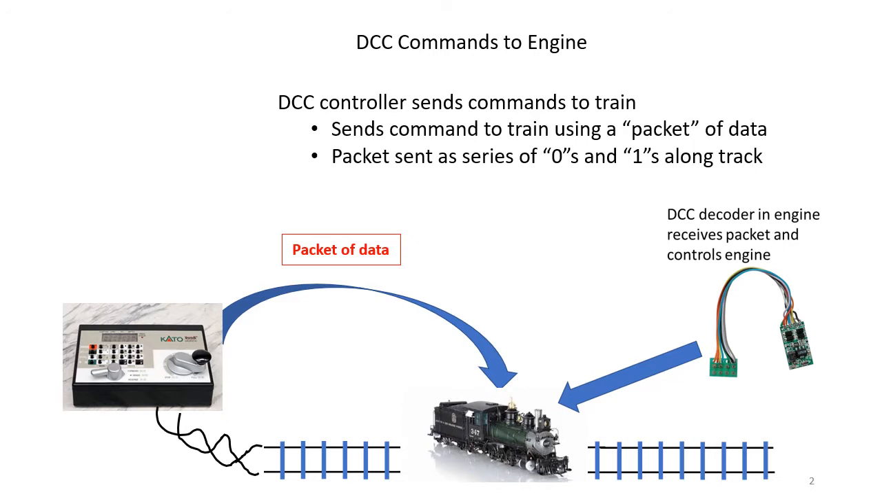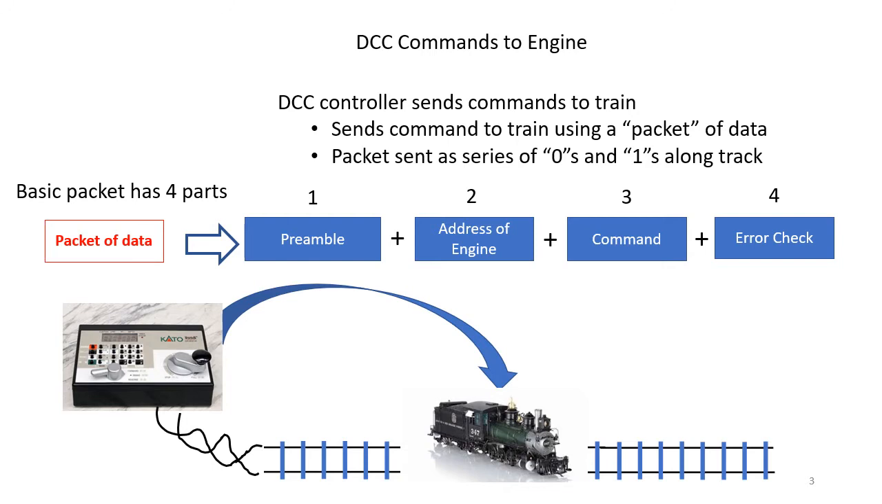You saw this overhead in the previous video. On the left is a DCC controller with a model train sitting on a track, and inside the model train is a DCC decoder. The DCC controller through the tracks sends a packet of data to the engine, which is picked up by the DCC decoder, converted into control signals for the train. It's the DCC decoder that commands the train to go faster or slower, or to stop or reverse, or to turn its lights on, or to blow its whistle, or whatever the operator of the model railroad wants it to do.